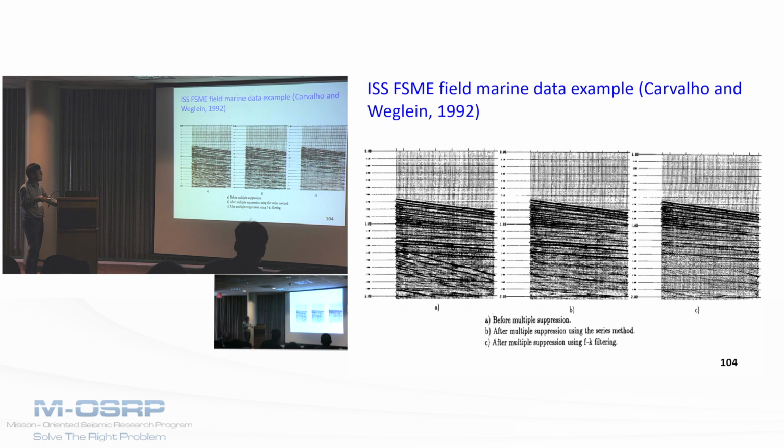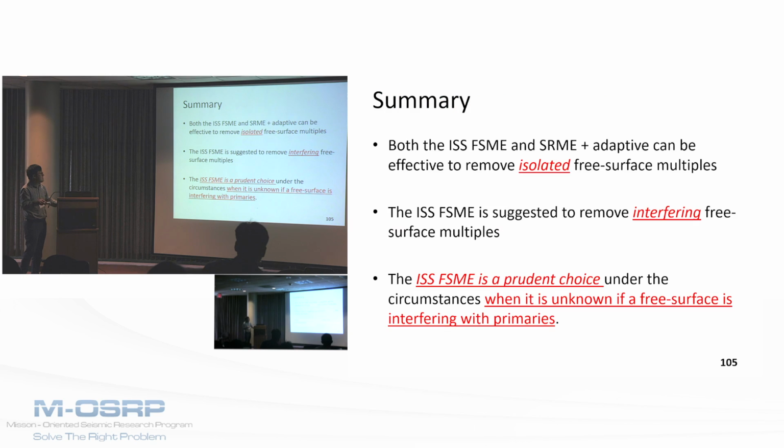The conclusion in this test is the ISS method is more effective in removing free surface multiples without damaging the underlying primaries, whereas this FK method is not as effective as the ISS method in that regard. So with that, I would like to remind you of the main points from this presentation. For removing isolated free surface multiples, both the ISS method and the SRME method can be effective. However, to remove the interfering free surface multiples, we suggest using the ISS method.